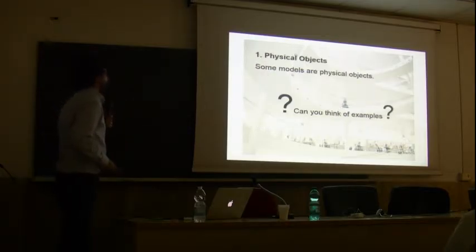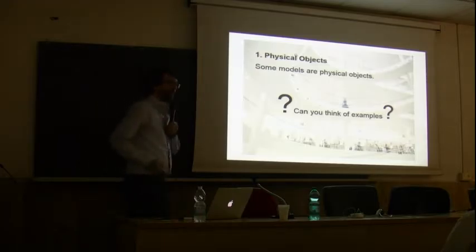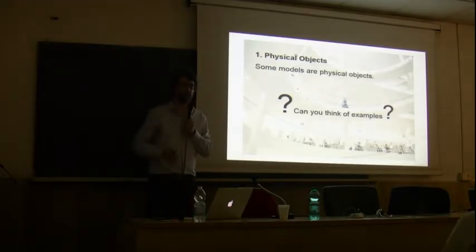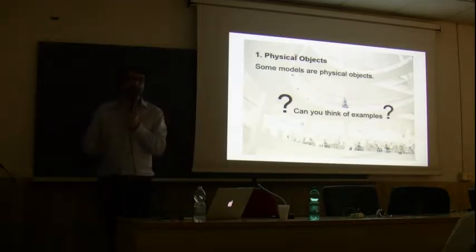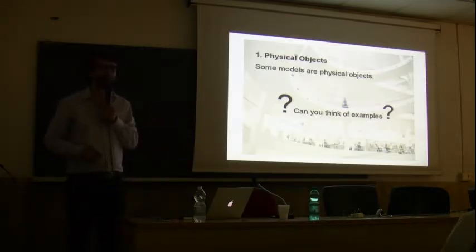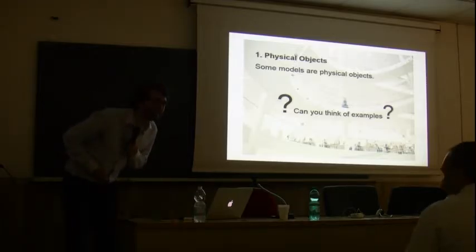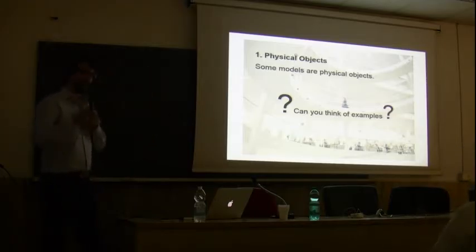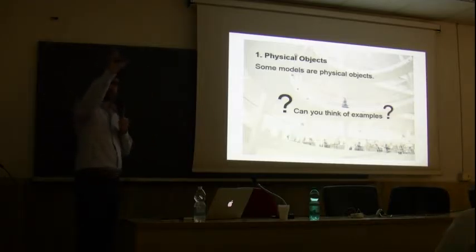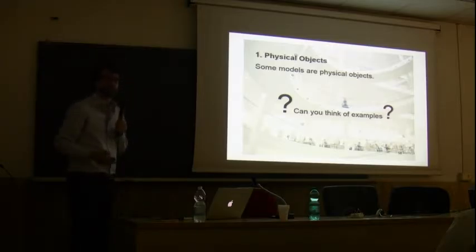So some models are physical objects. Now the models you've seen today are not like this. They were not physical objects, but some models are physical objects. Can you think of examples of a model as a physical object? The DNA, the double helix. The DNA, yeah, the original Watson-Crick model was a metal construction. That's a physical model, yeah, for instance.